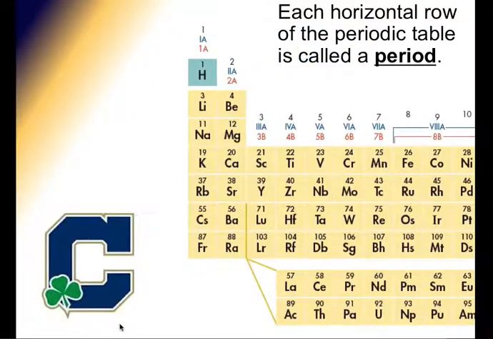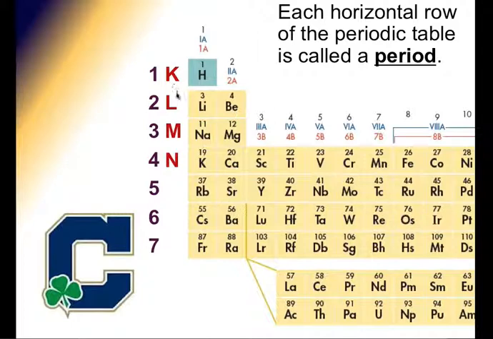Good. Now each horizontal row on the periodic table is called a period. So we've got period 1, 2, 3, 4, 5, 6, and 7. Now what I'd like you to do on your periodic table, starting with period 1, is label period 1 with a K, and continue that straight down: K, L, M, N, O, P, and Q. Label them just like that, and I'll show you why in a second. I'll give you a chance to do that, so pause it before we go on.